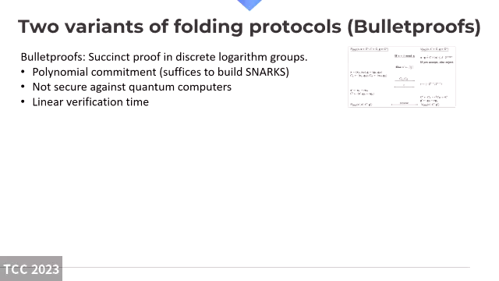However, there are two downsides of these arguments in discrete logarithm groups. One of them is that they're not secure against quantum computers. They rely on the discrete logarithm assumption. And the other one is that they have linear verification.